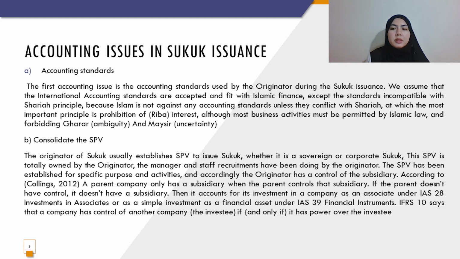39 Financial Instruments. IFRS 10 says that a company has control of another company, the investee, if and only if it has power over the investee, which means that the investor has rights that enable it to direct the subsidiary's activity, exposure or rights to variable returns from its involvement with the investee, and power over the investee to such an extent that it affects the amount of return the investor receives from the investee.